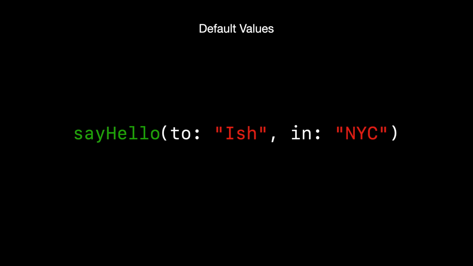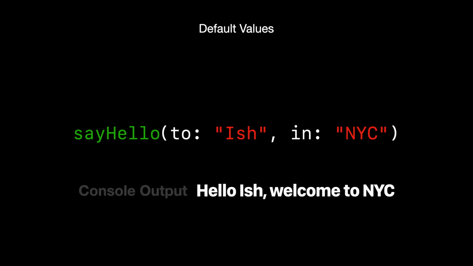If the default value isn't what you want, though, you can always explicitly specify a value for the parameter, and that value will be used instead. Now the console output would read, hello ish, welcome to NYC.